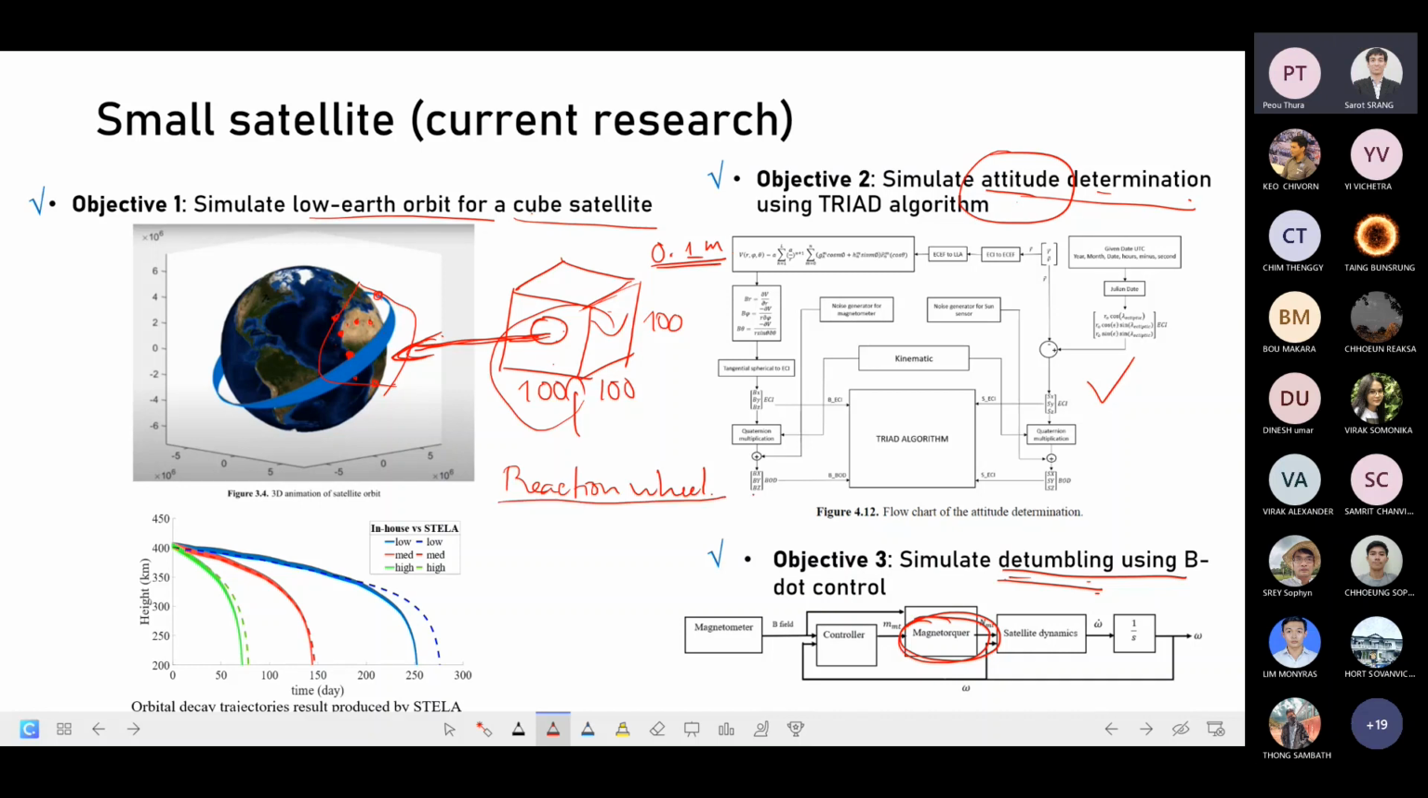With the reaction wheel, probably the magnetorquer is also used together, because sometimes if we only want the CubeSat to face the Earth, we can only use the magnetorquer. We don't need to use this one. This one probably consumes more energy.